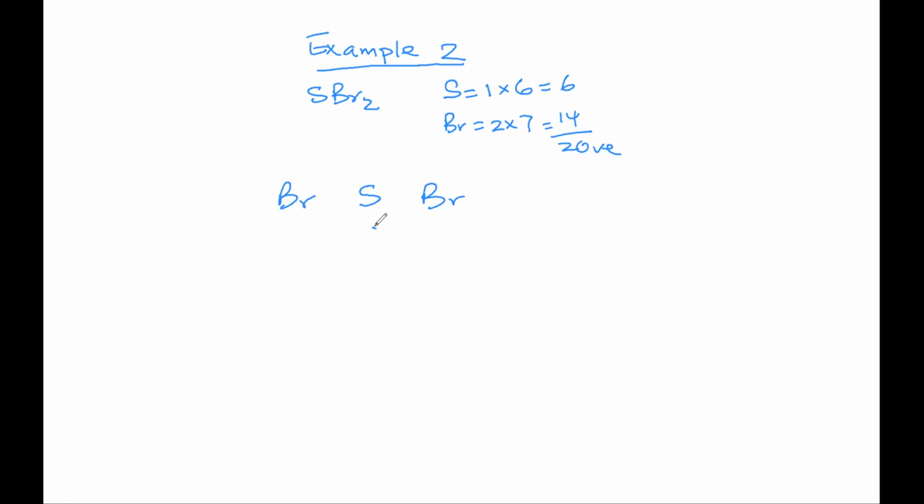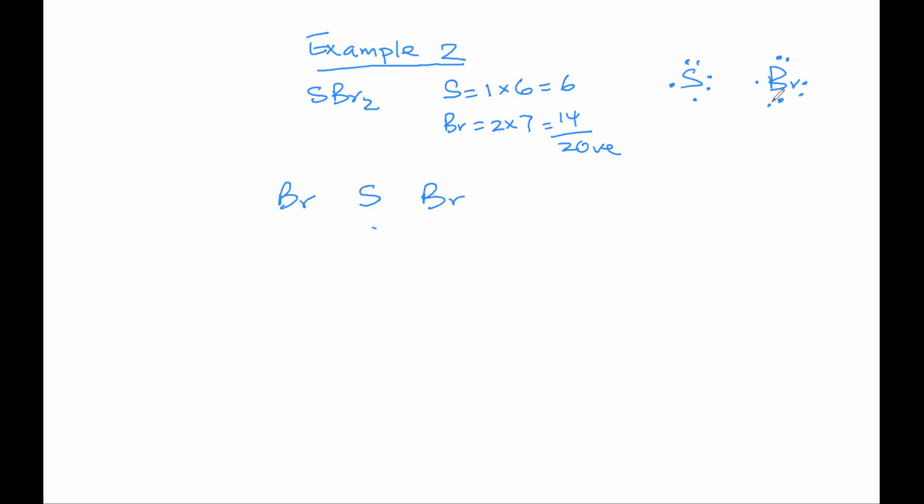Another way, in this particular case, to figure it out, there are multiple ways of doing it, is to check how many unpaired electrons sulfur has. Sulfur has 2 unpaired electrons. That's another way of knowing what will be in the middle. Bromine has 1 unpaired electron. That makes sulfur the central atom.